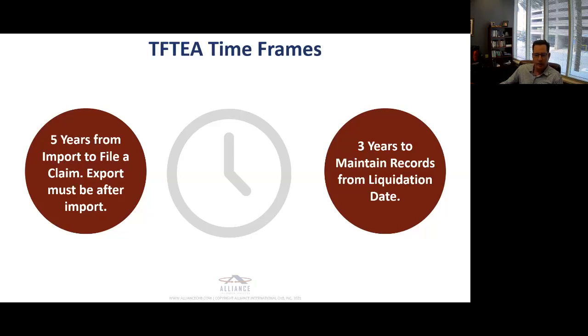Well, the drawback law allows us to go 5 years back. Most companies are only exporting a portion of their sales. Very few companies import and re-export 100% of what they're importing from overseas. Normally, let's say it's something 20, 25, 30% is re-exported.